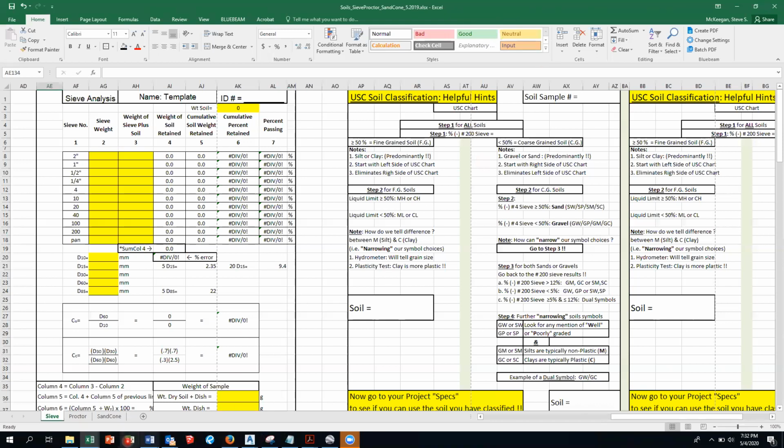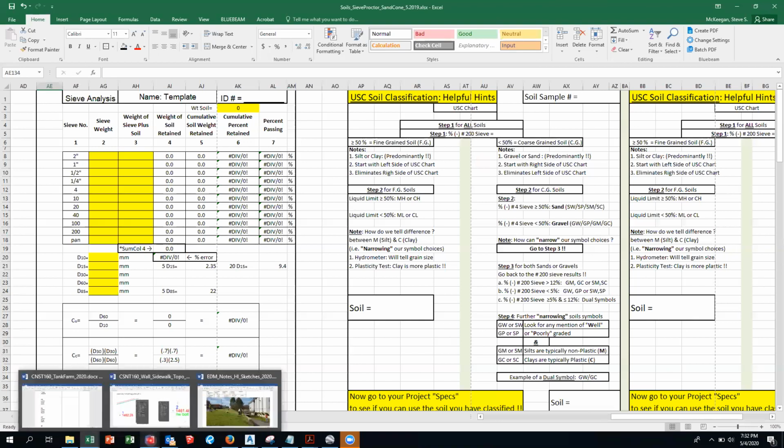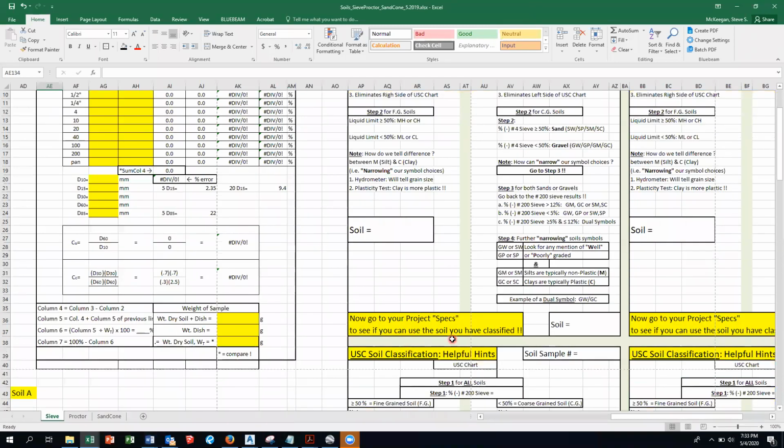So now what we're going to do is we have discussed running the sieve test, which is a grain size analysis test, along with a hydrometer, which we just touched on a little bit, which gives you the percentages of silts and clays. We then classified the soil, right? And right here is where you go to your project specs to see if you can use the soil you have classified. So I may give you a copy of a soil spec and give you the symbol, and you have to tell me whether or not it's a satisfactory or unsatisfactory soil.